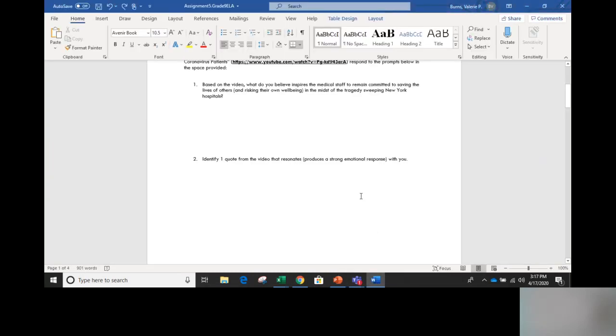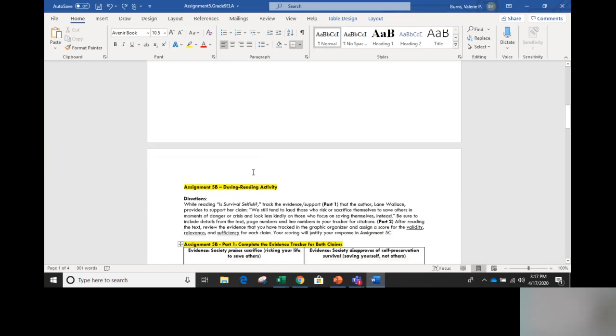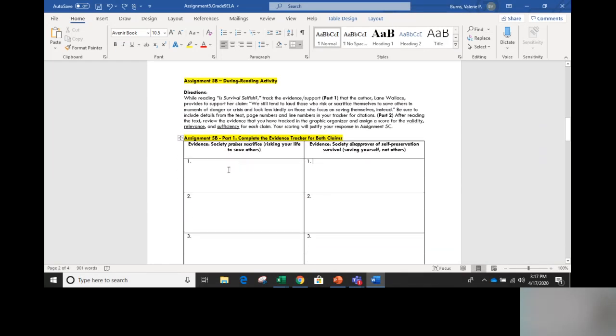So I'm just going to flip over to the assignment here, scroll down. Here's where my assignment 5B is, and just follow along as I read the directions. So while reading Is Survival Selfish? Track the evidence/support, which is going to be part 1, that the author, Lane Wallace, provides to support her claim. We still tend to laud those who risk or sacrifice themselves to save others in moments of danger or crisis, and look less kindly on those who focus on saving themselves instead. Be sure to include details from the text, page numbers, and line numbers in your tracker for citations.